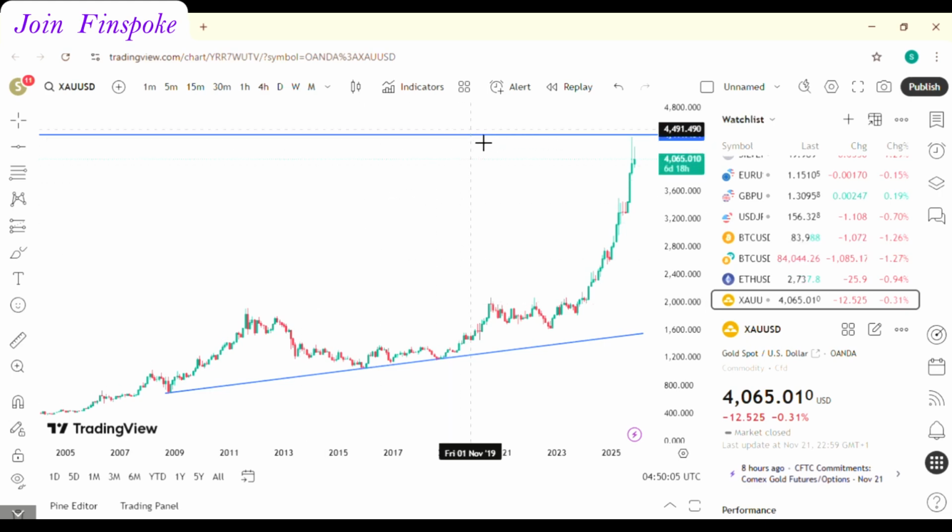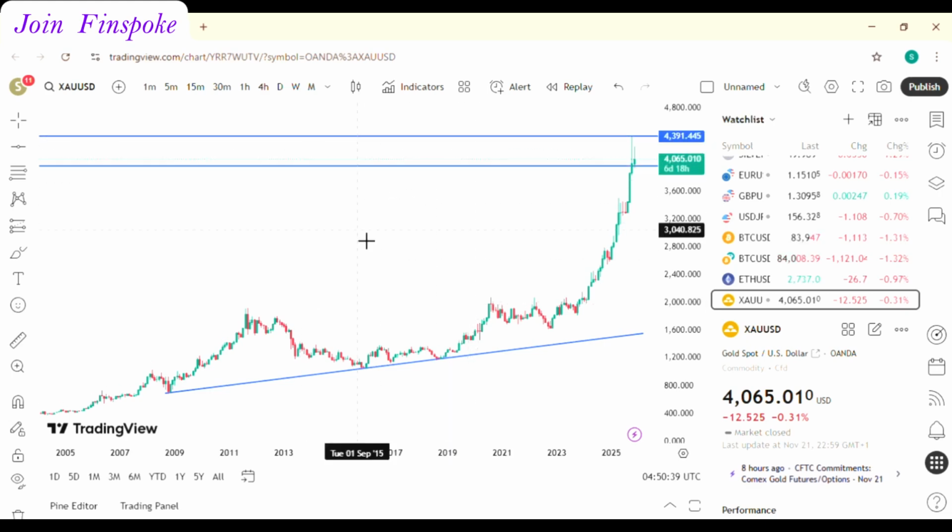This is the most extreme resistance zone. I'm going to mark only two zones here: the most recent resistance zone and the support zone. Our support zone is not that clear here.